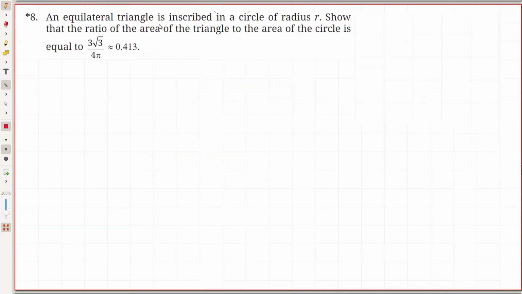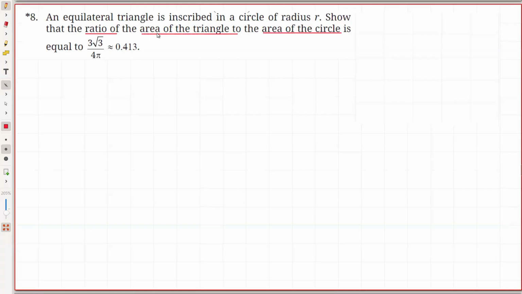An equilateral triangle is inscribed in a circle with the radius r. Inscribed means inside the circle with the radius r. Show that the ratio of the area of the triangle to the area of the circle is equal to 3 root 3 by 4 pi. So we have to prove this. That will be approximately 0.413.